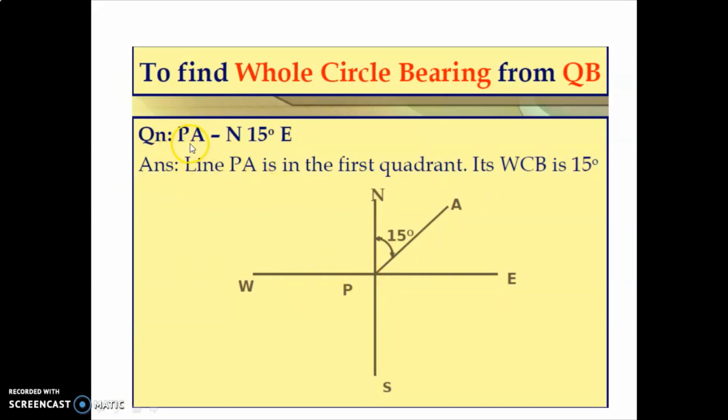The question is, if your line PA lies in the first quadrant, north 15 degree east, and you have to calculate what is your WCB. What is our rule of conversion? RB is equal to WCB. So line PA is in the first quadrant, so WCB is 15 degree. You can see, this way you just have to mention your answer. You have to show the north direction, the first quadrant, your line PA and 15 degree. So in WCB and RB, in both cases your answer will be the same, 15 degree.